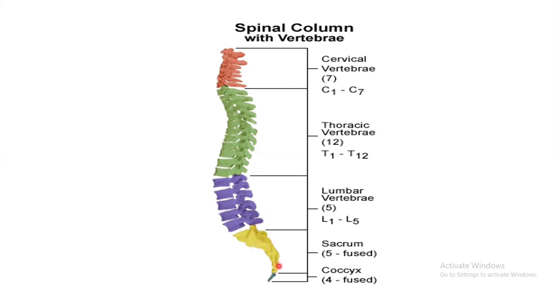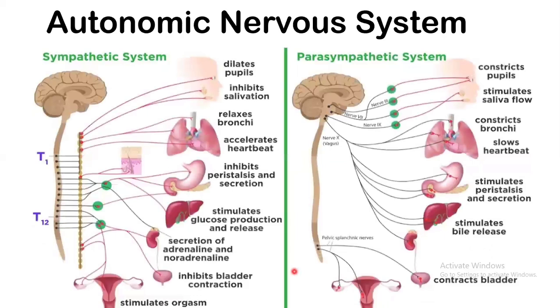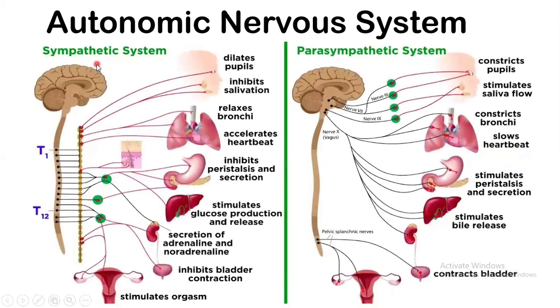This is the sacral one. It supplies the motor and sensory nerves for the pelvic organs and the lower limb. The coccyx is formed by the fusion of four vertebrae, so it supplies the motor and sensory functions for the tailbone region. Now let's study the autonomic nervous system. Our autonomic nervous system has two main components. The first one is the sympathetic system, the other one is the parasympathetic system.